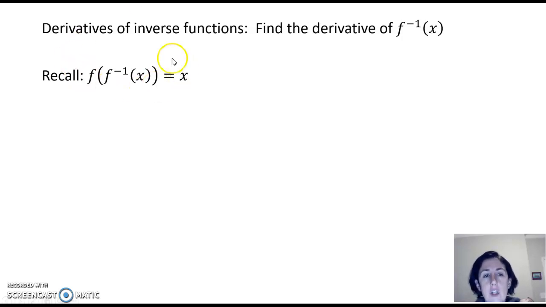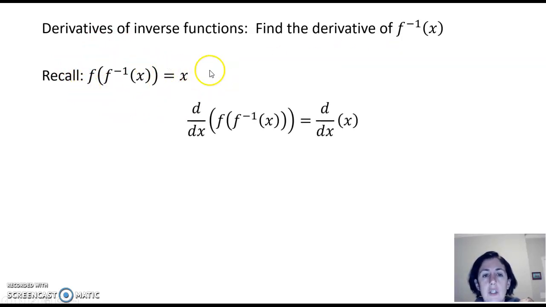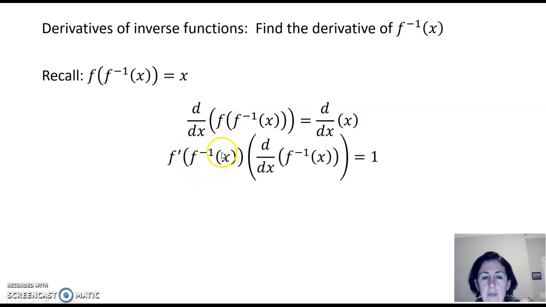So let's start with this. Let's differentiate this, both sides, with respect to x. So let's take the derivative of f inverse of x with respect to x, and the derivative of x with respect to x. Now, here we're taking the derivative of a function inside a function, so we'll apply the chain rule. So that'll be the derivative of the outside function, leave the inside function alone, and then multiply it to the derivative of that inside function.